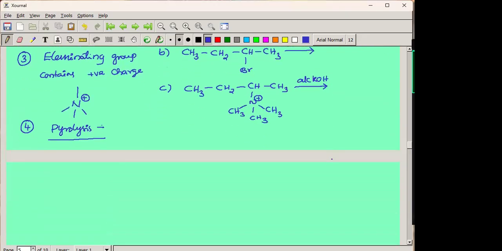Okay? So these are the different conditions, the criteria. So based on that criteria, we can say either that is a Hoffman product or the product is a Sedgwick product. So one more reaction here I am going to consider.